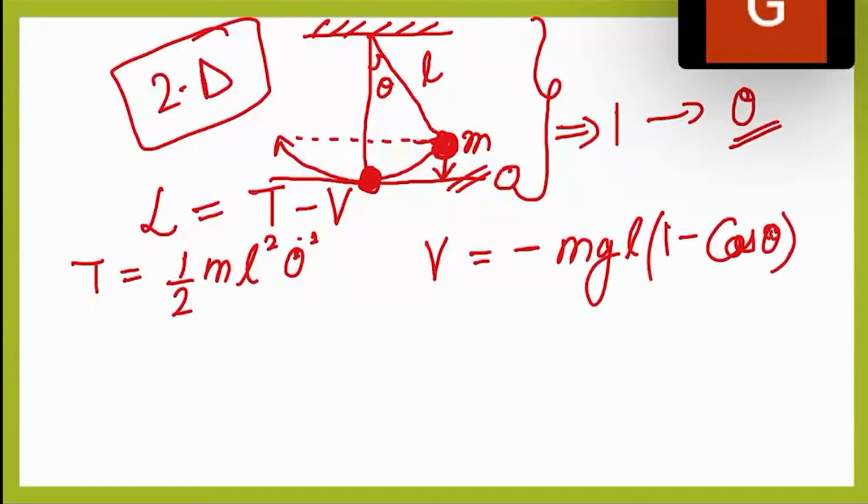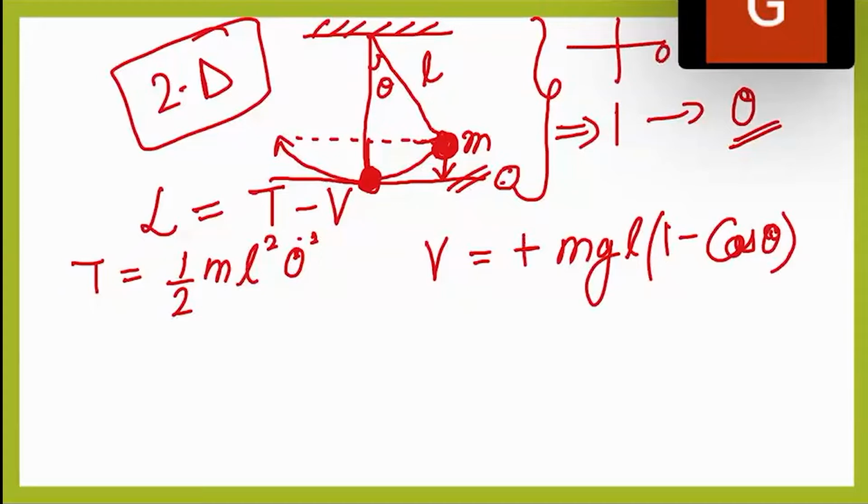Okay, this difference I'm finding out. This is your L, this is your L cos theta. So your V is minus mgl(1 minus cos theta). Okay, it will be plus because this is 0 here. So the positive coordinate system here: positive, positive, negative, negative, since this is 0.